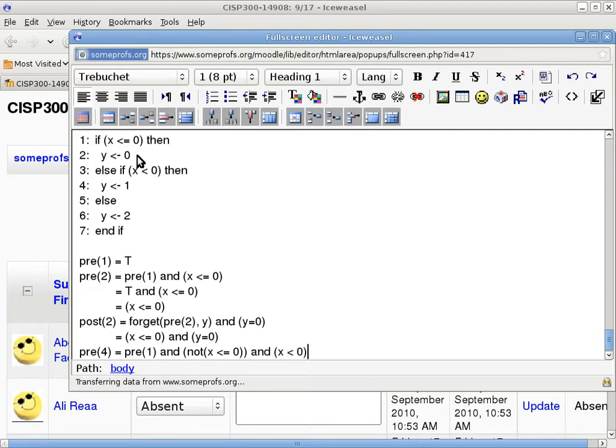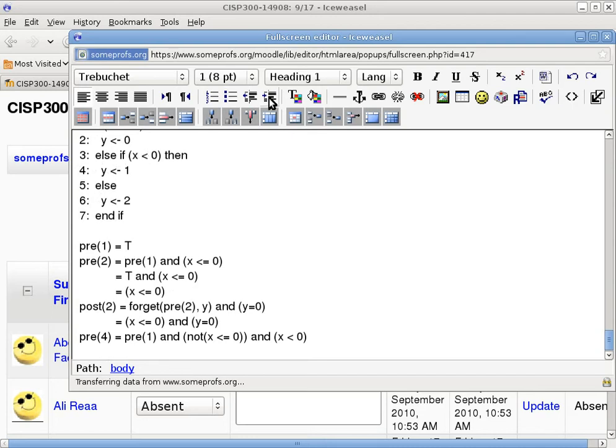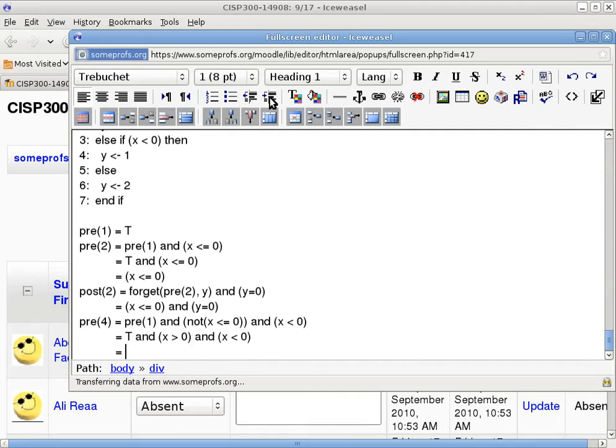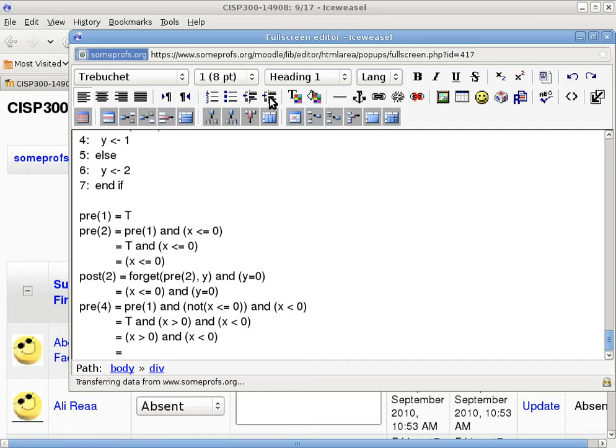What else do we know? Well, we also know that x has to be less than 0, don't we? If I'm about to execute line 4, it means the condition right before that statement has to be true. So in this case, it is x is less than 0. Okay, so we expand this whole thing. Pre-1 is true. Not x is less than or equal to 0 is just a long way of saying x is greater than 0, and x is less than 0. And the true goes away because of the simplification. We have x is greater than 0 and x is less than 0. And what is that? Dead branch. It is a false.